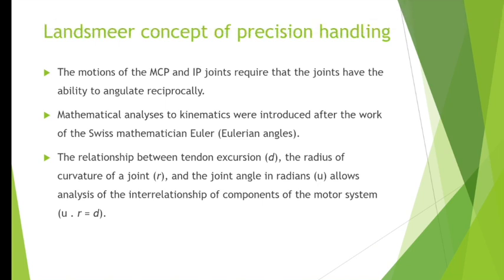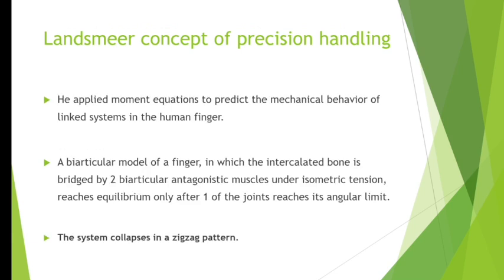Landsmeer gave the concept of precision handling, and he said that the motion of the MCP and IP joints requires the joints to have the ability to regulate reciprocally. Reciprocally means they have to act in coordination. And he has given mathematical formulas to calculate this joint motion. He applied the moment equations to predict the mechanical behavior of the linked system in the human finger.